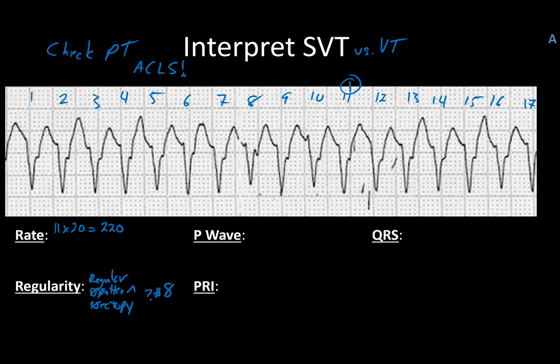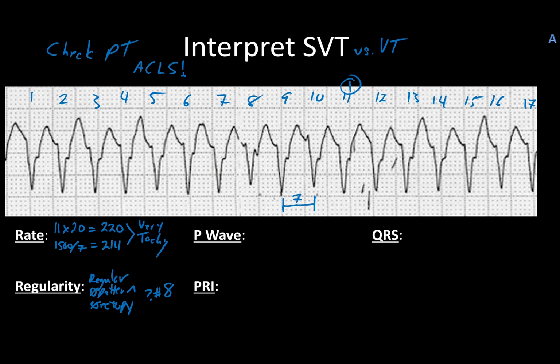But because it is regular, we can actually measure from beat to beat. So I'll measure between 9 and 10. That gives us 7. So we have 1,500 divided by 7, which is 214. So we are very tacky.